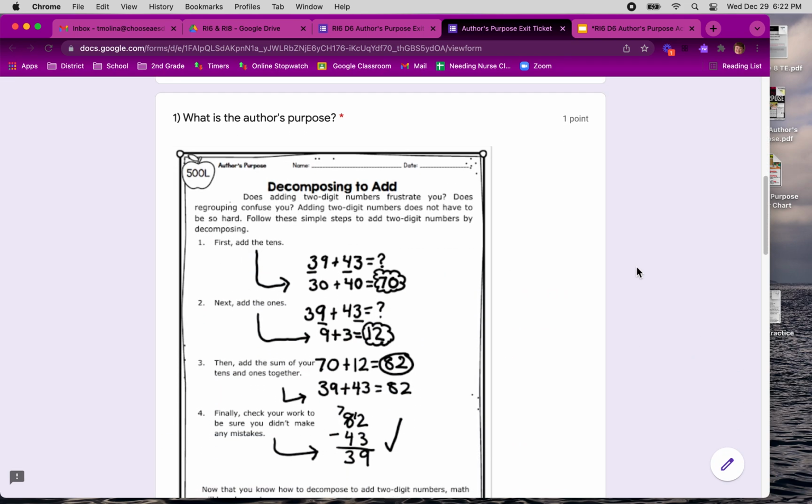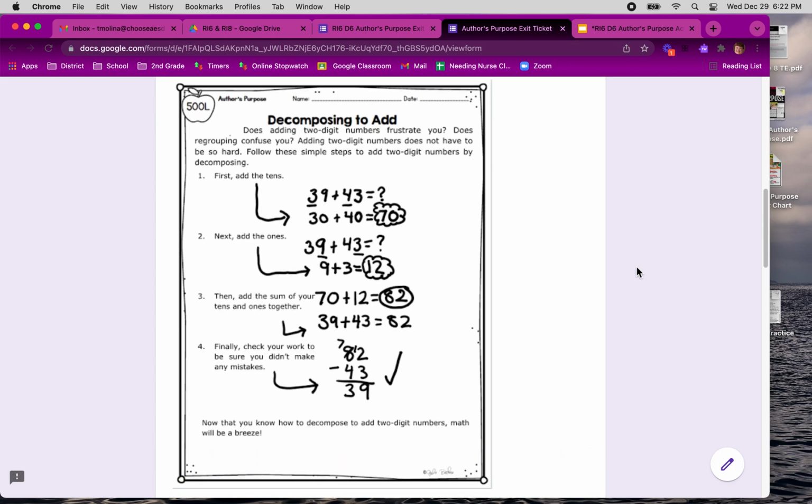Number 1, what is the author's purpose? Decomposing to add. Does adding 2-digit numbers frustrate you? Does regrouping confuse you? Adding 2-digit numbers does not have to be so hard. Follow these simple steps to add 2-digit numbers by decomposing.